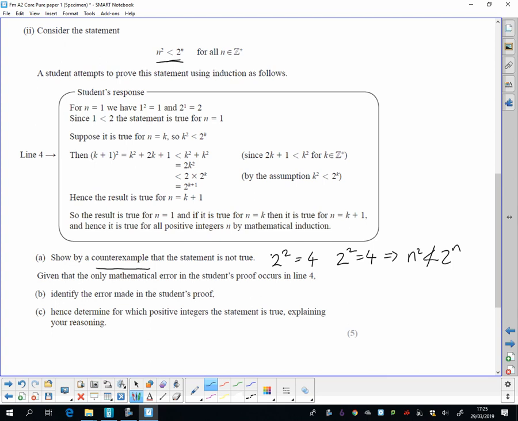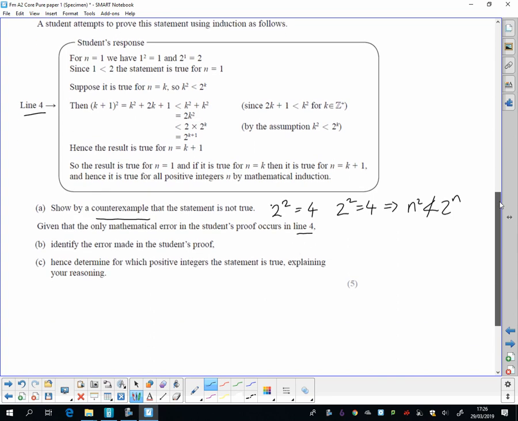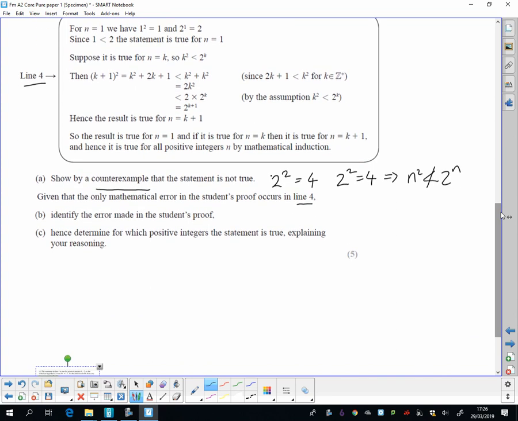So then they're telling us the only mathematical error is in line 4, and conveniently they point that out. Identify the error. Okay, so let's have a look at this. So what error have they made? So they've gone through, they've said (k+1)² is equal to this.